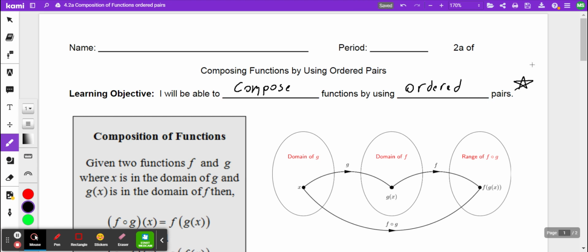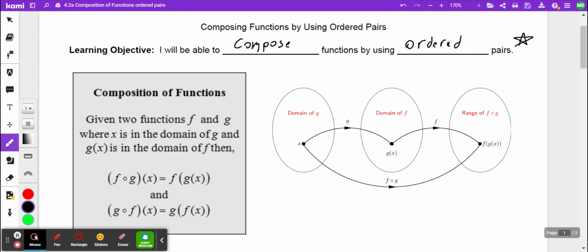Well, let's look at a couple diagrams. So if we read them, given two functions f and g, where x is the domain of g and g of x is the domain of f, then f of g of x is equal to f of g of x and g of f. Okay, well, all this is doing is making me feel like a clown. I'm just saying a whole bunch of things, and it makes it seem kind of hard to understand. But wait, maybe we can draw a simpler diagram.